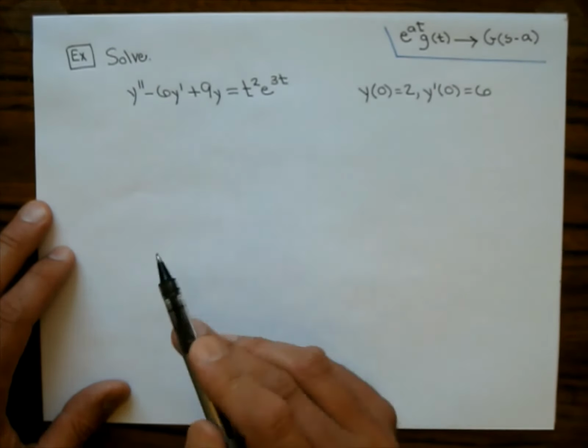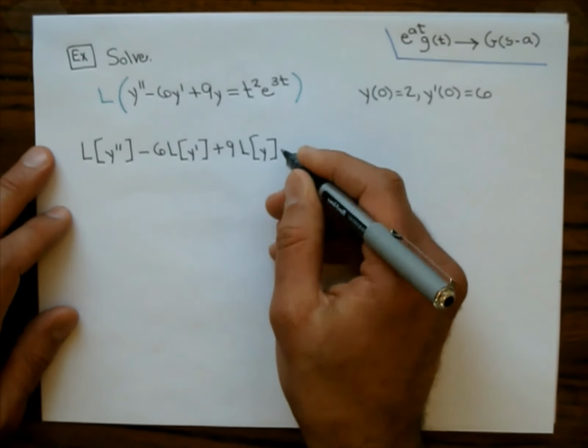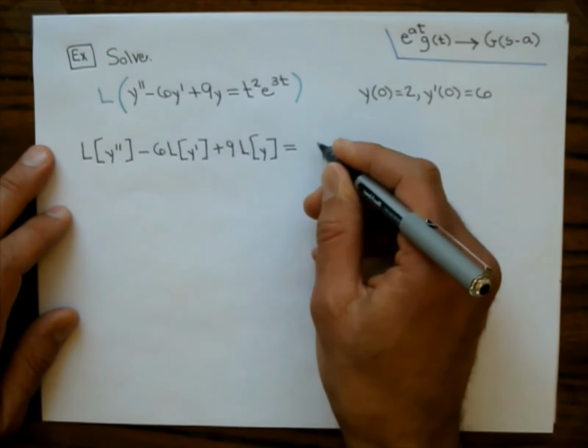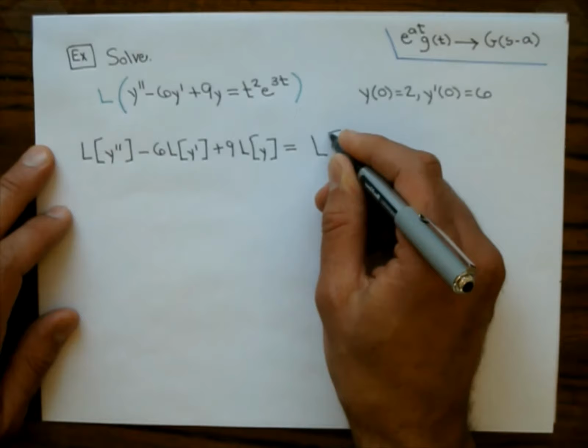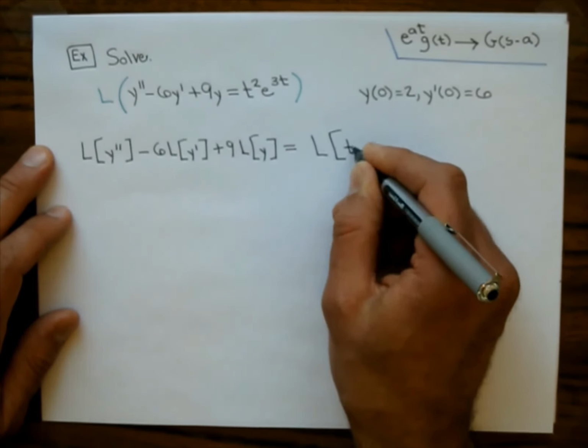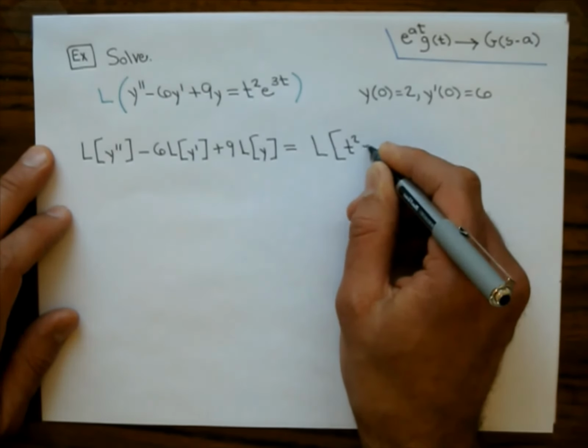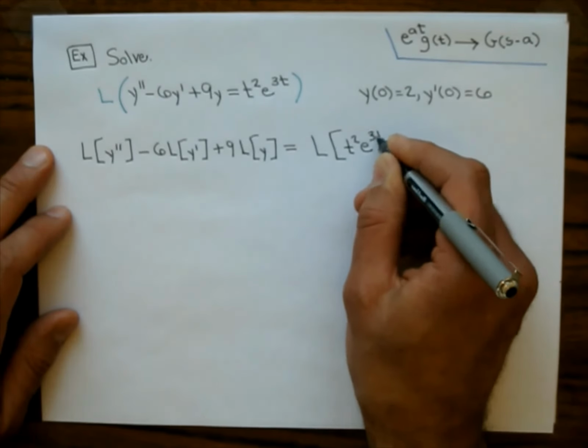So what I'm going to do is I'll write things out here. Laplace transform of y double prime minus 6 times the Laplace transform of y prime plus 9 times the Laplace transform of y. So that's the left-hand side of the equation. And then this equals the Laplace transform of t squared times e to the 3t power.